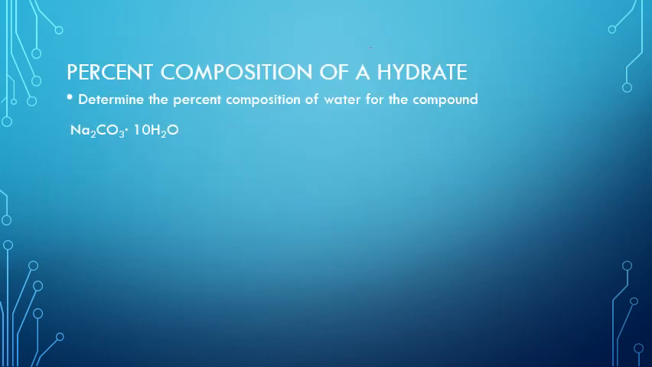Okay, so the last type of problem we're going to do for percent composition is a special application that we deal with in the lab, and that is finding the percent composition of a hydrate. So first we need to define a couple of terms. A hydrate is going to be an ionic compound that has water trapped inside of its crystals.